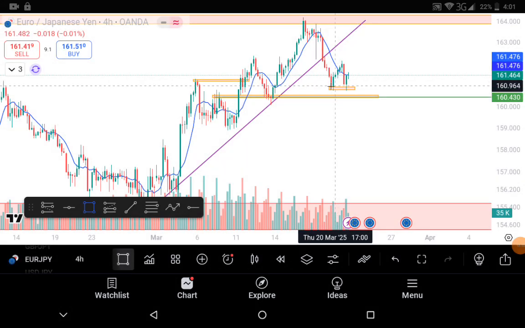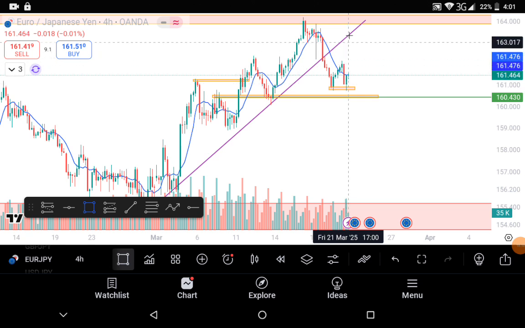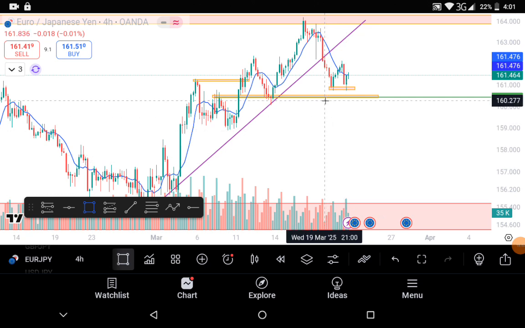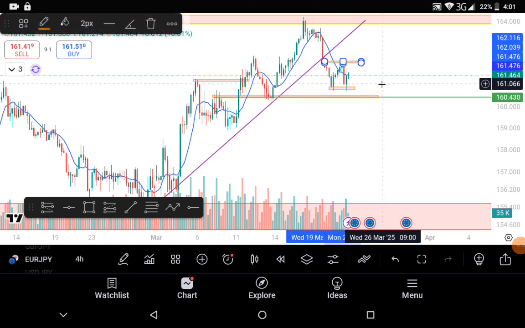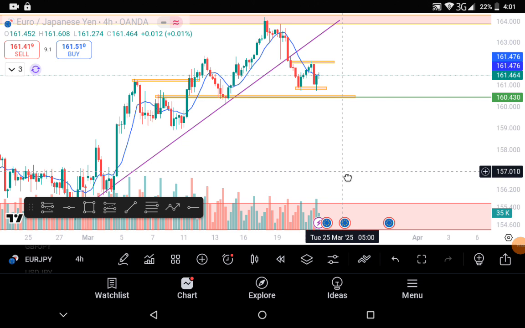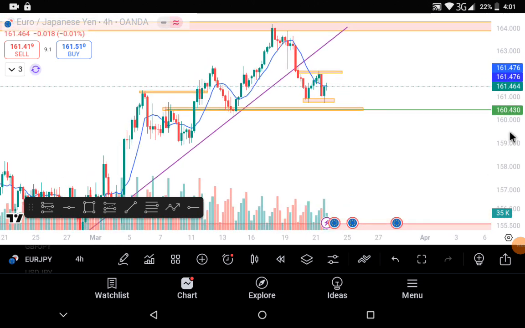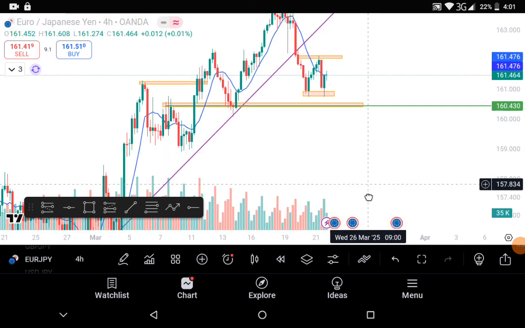Or if price should break below this side, then we should see price tanking all the way down here, which is going to give us a very good risk to reward. So all we have to do now is to patiently wait to see if price should break here. If price should break here, then we can comfortably buy this market, at least all the way here.